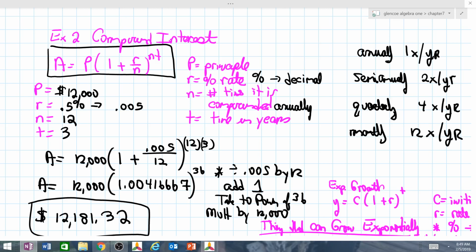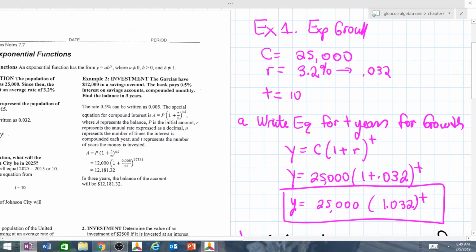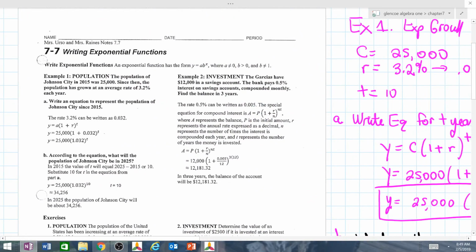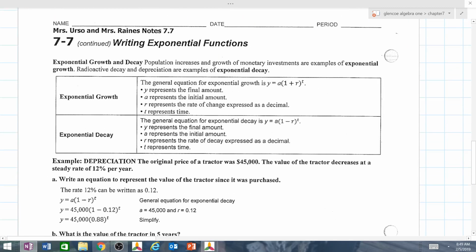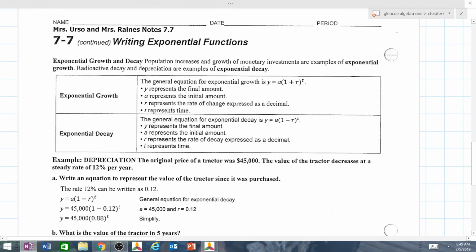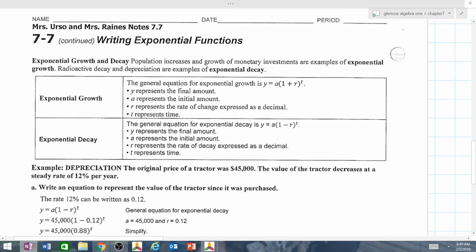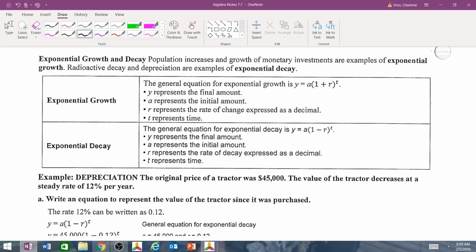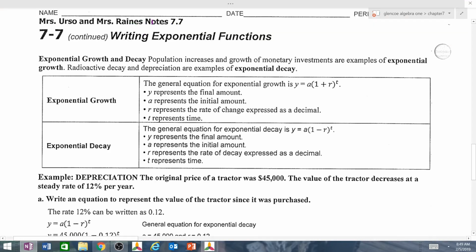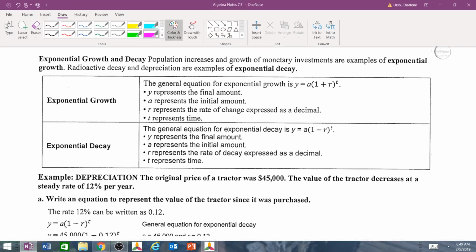So if you turn to the next page in your notes, let's just go ahead and look at this really quickly. Writing exponential functions, and our next page in our notes is, here are your exponential growth and exponential decay formulas. One more time, they're just going to be a little bit clearer for you. Let's just change that.